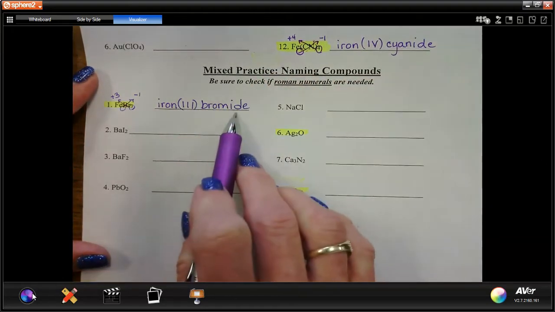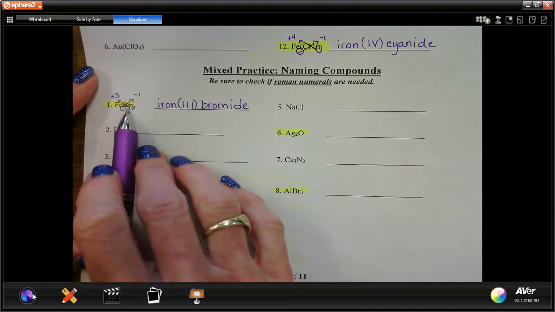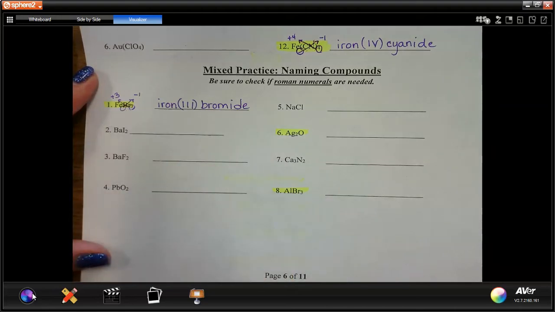Okay, we changed the ending here because bromine's not a polyatomic ion. We don't change it if it's a polyatomic, but it's not a polyatomic, so we have to change the ending to IDE for that binary compound.